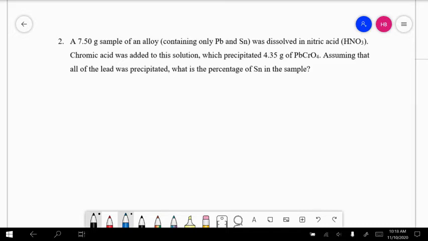So what we did was we had a solution of tin and lead together. We dissolved it. The tin and lead ions were floating around together. We could not separate them unless we did selective precipitation by gravimetric analysis. So I precipitated out the lead, leaving the tin in the solution. So we're going to start with the precipitate here, which is 4.35 grams of lead chromate.